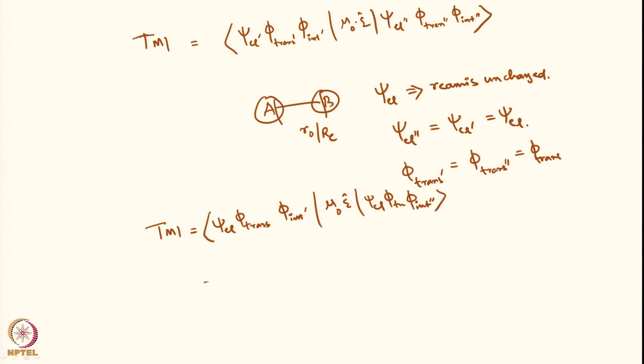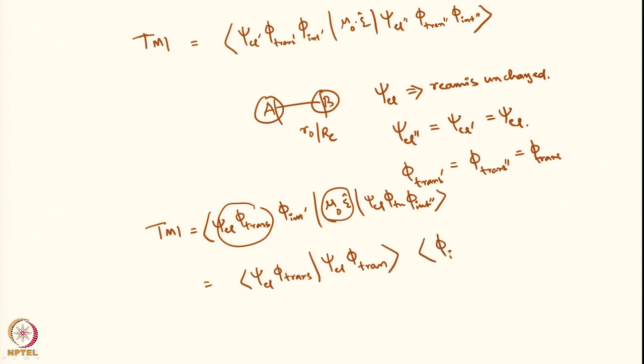So, since psi electronic and phi trans, these two quantities are not going to depend on this, I can bring them out. That means I will have psi electronic phi trans and psi electronic phi trans. Then what I will have is phi internal mu naught epsilon phi internal double prime. Now, if your electronic wave function and translation wave function are normalized, then this will go to 1. Wave functions are normalized.